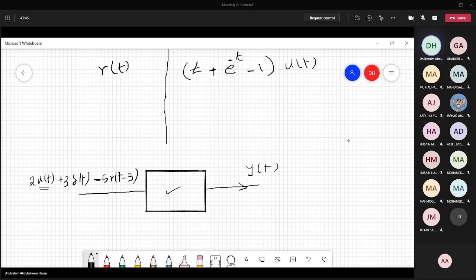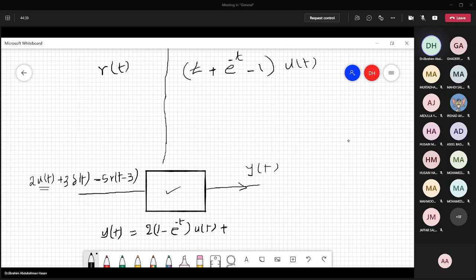Okay, then the output will be equal to the output when the input is equal to u of t, which is 1 minus e to the power of minus t multiplied by u of t. And since this is multiplied by 2, we scale the output by 2. So it is 2 multiplied by this. So this is the output with the input equal to 2u of t. So plus the output when the input is delta.